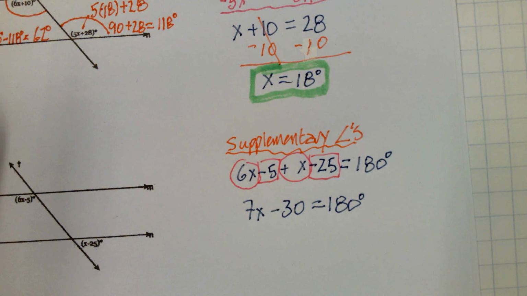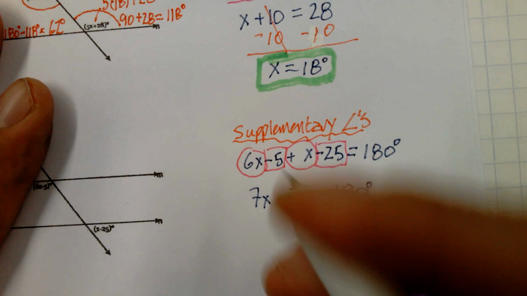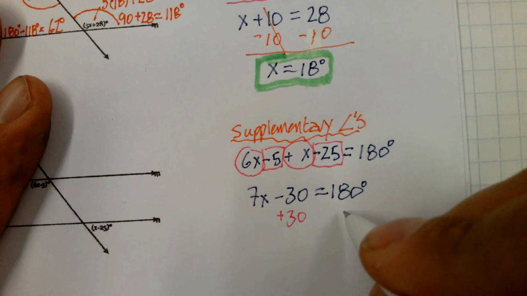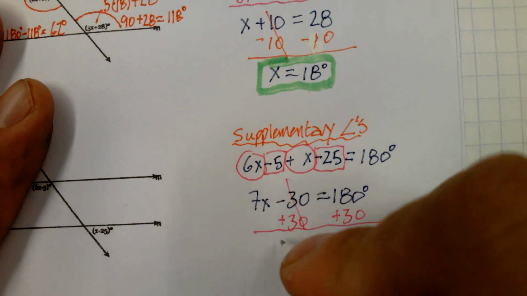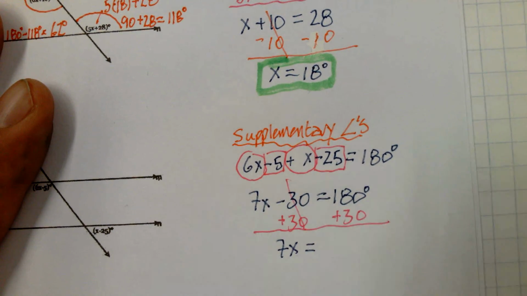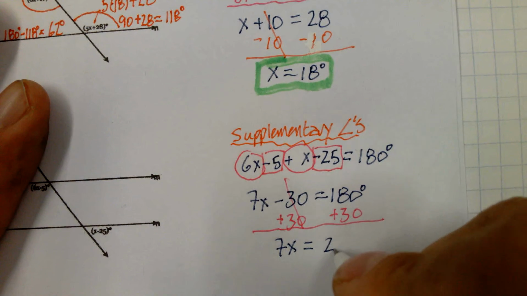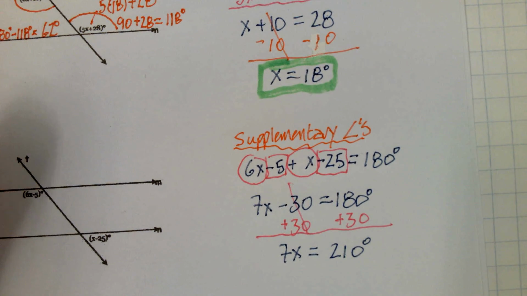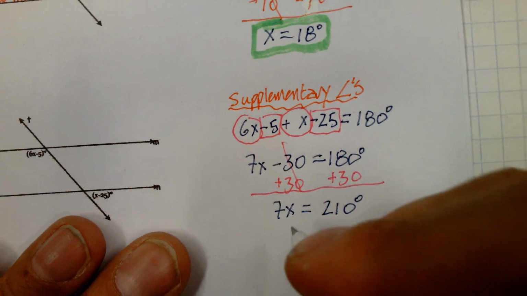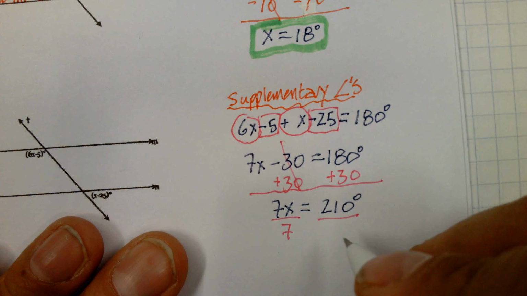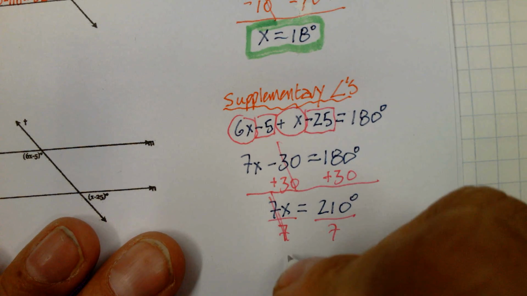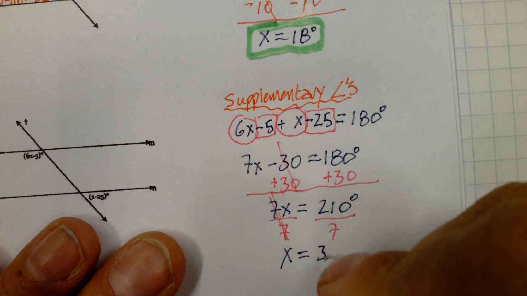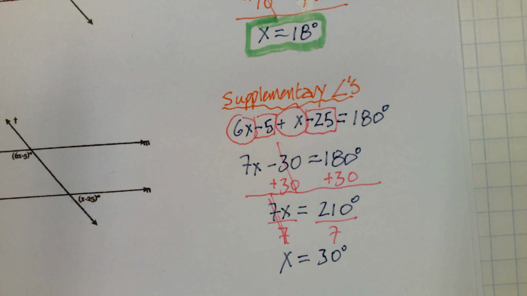Okay, so let's get rid of that minus 30. That's what, 210? Luckily I know that 7 does go into 210 evenly. Wait, this is 30. Right? Yeah. x is 30. There you go, that's 30 degrees.